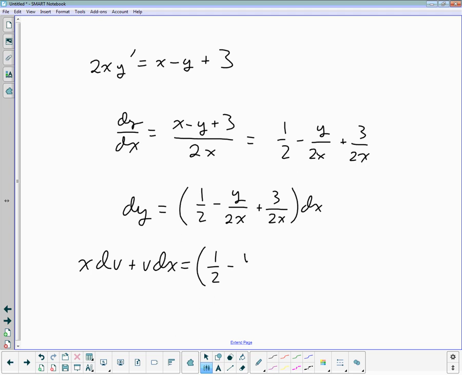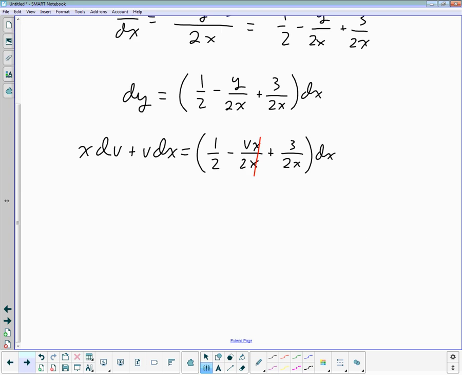You know, here you can see Vx all over 2x simplifies nicely. Now, don't think that you have to substitute for x. 3 over 2x is just fine all by itself. You're getting rid of y, you're not getting rid of x. So that third term, that 3 over 2x, is just by itself. All right. Get your x's on one side, your v's on the other, and let's roll.